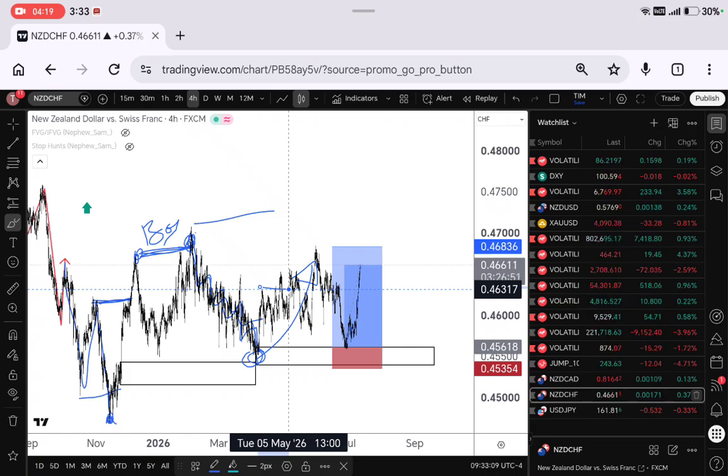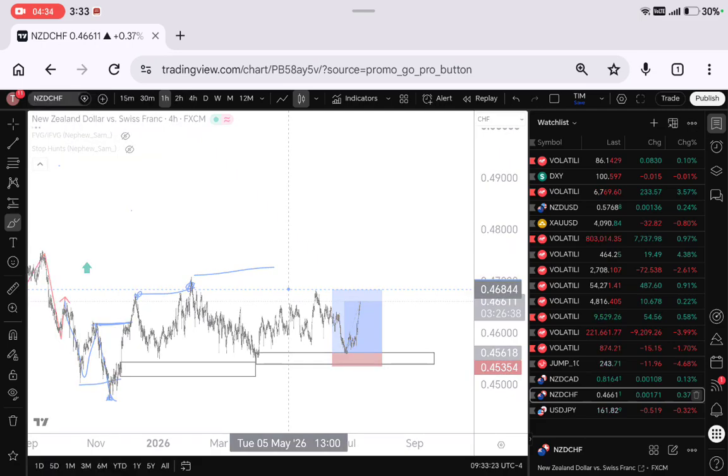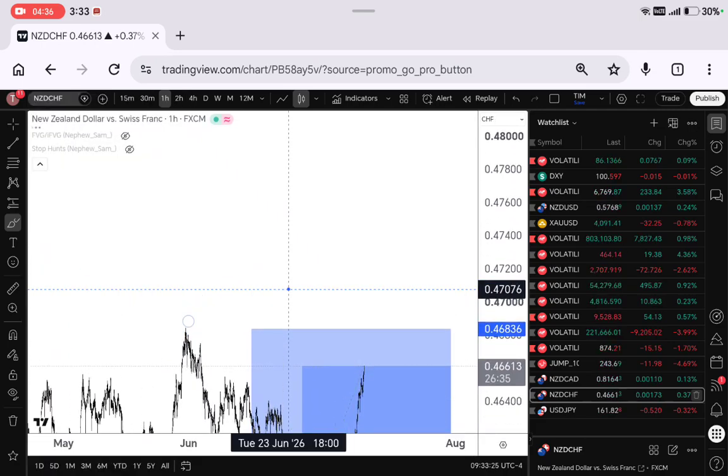I hope this is making sense, guys. Like, I don't want to confuse you guys. I hope this is making sense, right? So, for instance, let's check. Let's go to a smaller time frame. I want us to go to a 1 hour time frame, right?